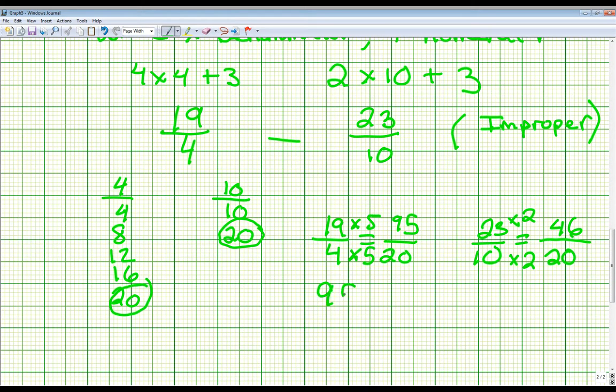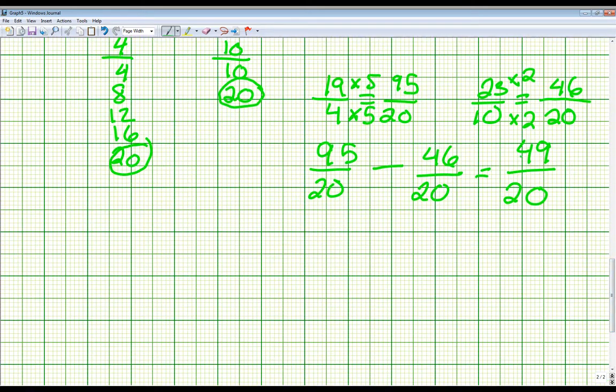So I have 95/20, subtract 46/20, and that's going to give me my answer. So remember, the denominator does not subtract, it's just the numerators that subtract. So when I take 95, subtract 46, that gives me 49 over 20. Now, if you take a look at this fraction, a lot of kids would stop there, but it is not actually simplified into its lowest form because it's improper. So what we need to do now is change this improper fraction back to a mixed number.